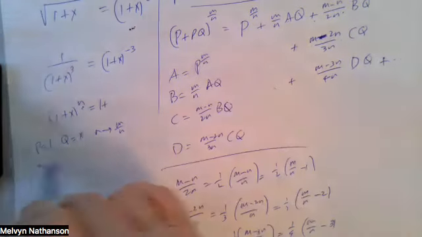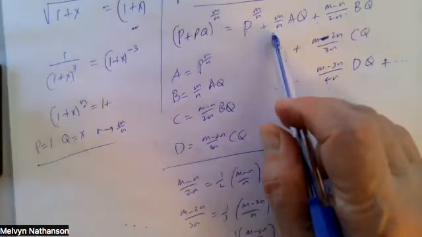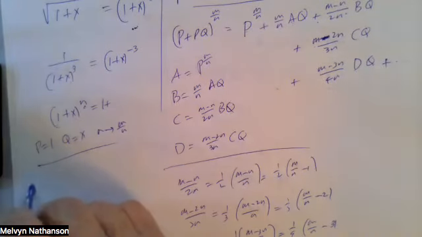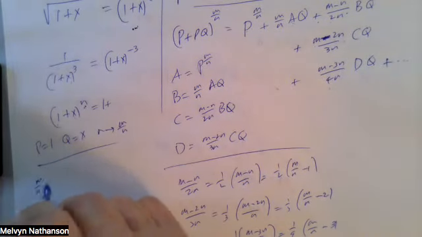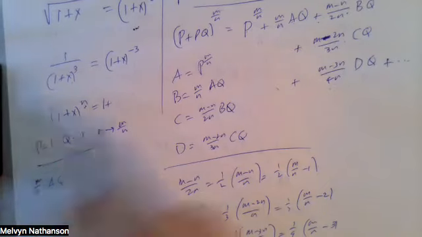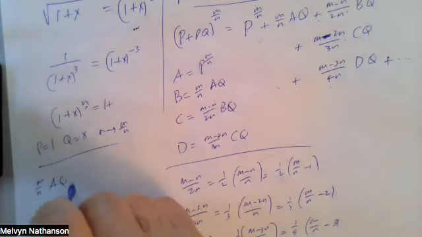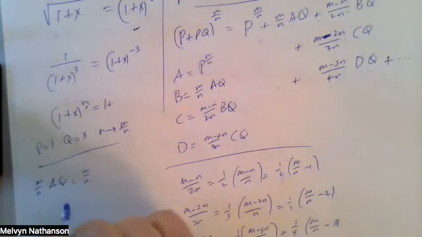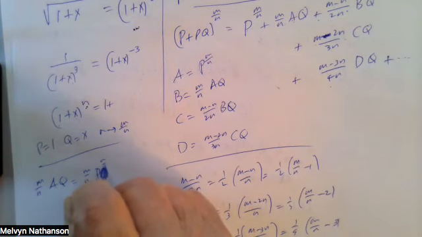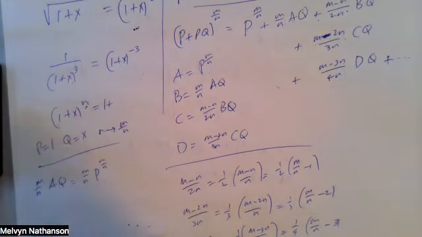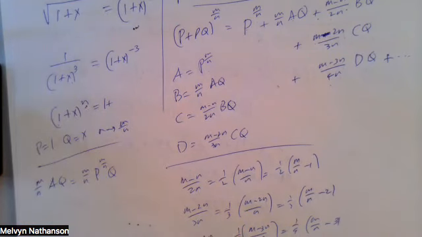So we have m over n aq, and a is p to the m over n. So this is m over n, p to the m over n, q.